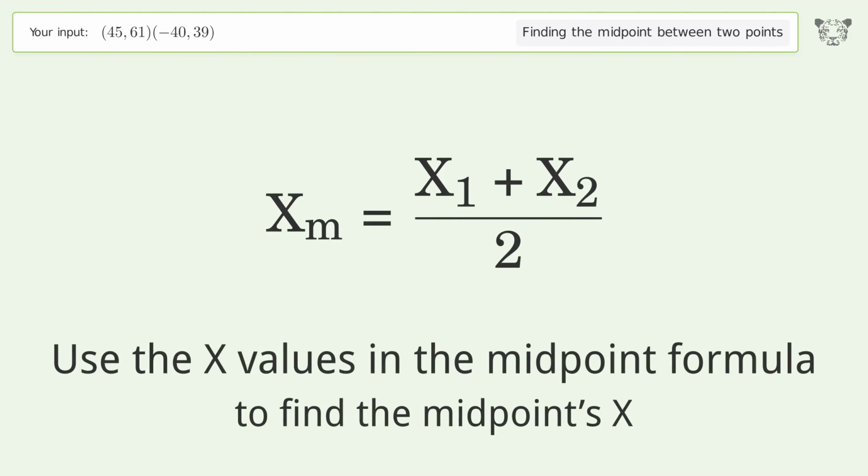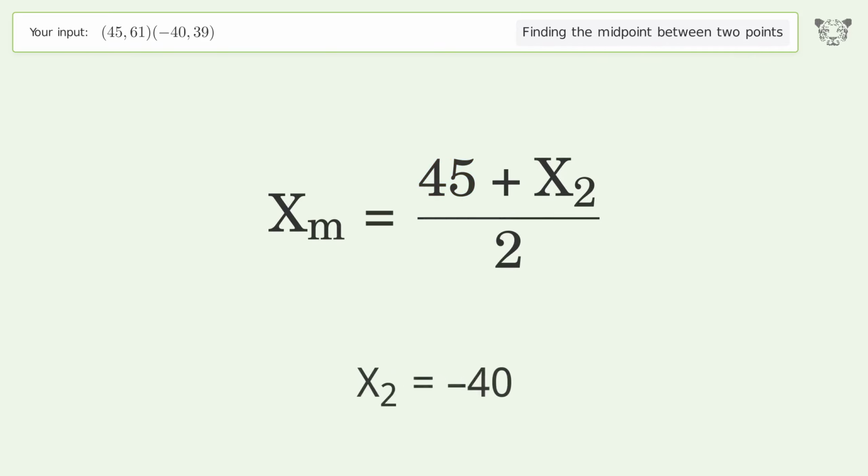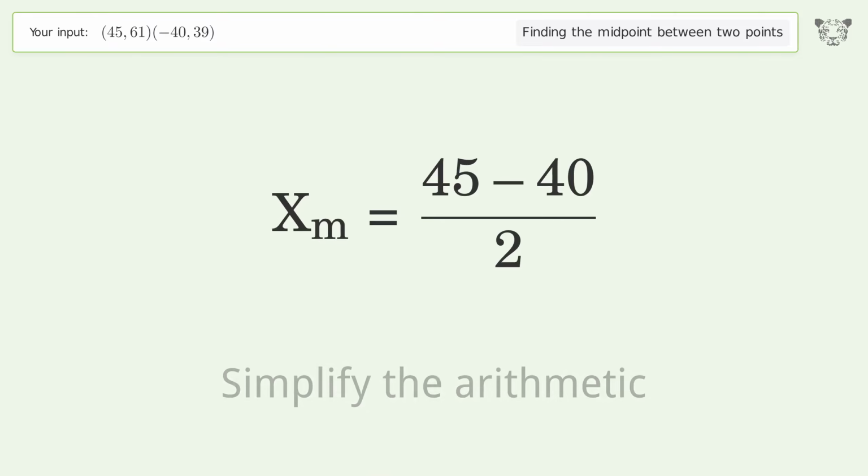Use the x values in the midpoint formula to find the midpoint's x. x1 equals 45. x2 equals -40. Simplify the arithmetic.